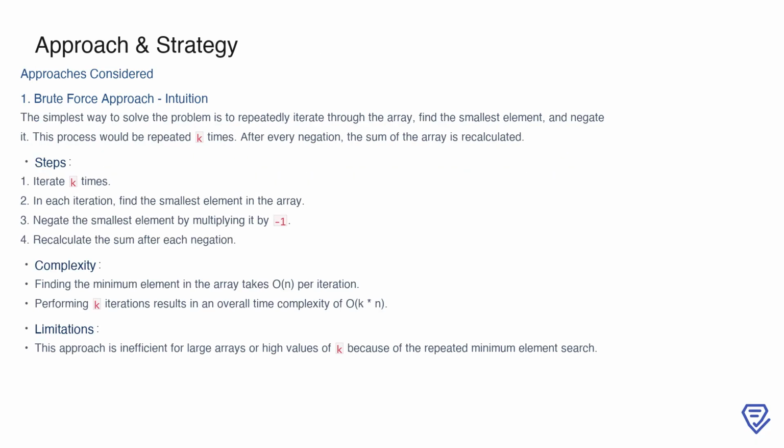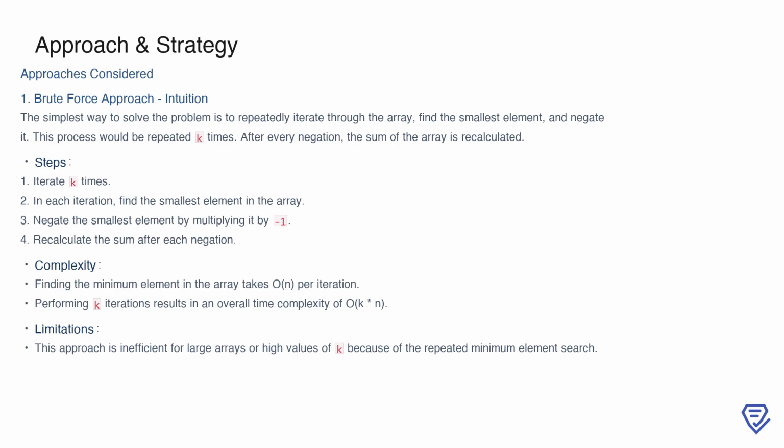To begin, let's consider the brute force approach. The intuition behind this method is fairly straightforward. We repeatedly find the smallest element in the array and negate it. This process is repeated exactly k times, with the goal of increasing the sum of the array after every negation. The steps are simple. First, we iterate k times. During each iteration, we locate the smallest element, multiply it by -1 to negate it, and then recalculate the sum.